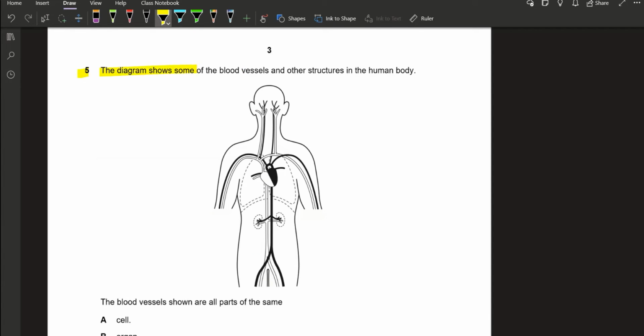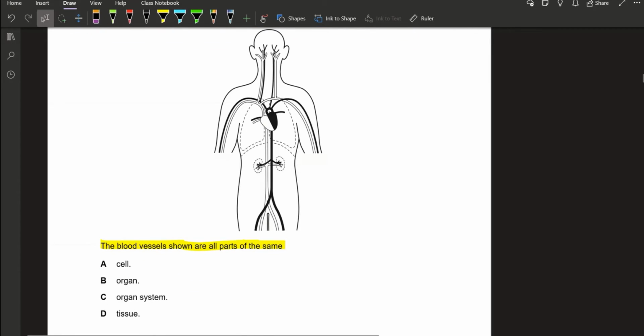Question number 5. The diagram shows some of the blood vessels and other structures in the human body. The blood vessels shown are all part of the same. Option A says cell, which is wrong, as the diagram displays a heart, a kidney, and vessels. So option A would be wrong. Option B, organ, which is also wrong. Option C, organ system, which is correct. Option D, tissue, which is wrong. So the correct option would be option C.